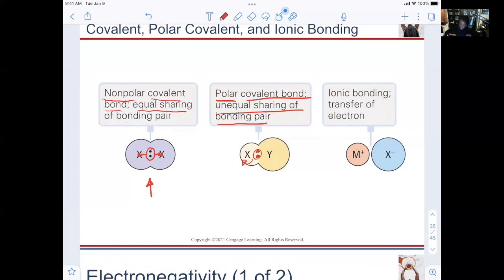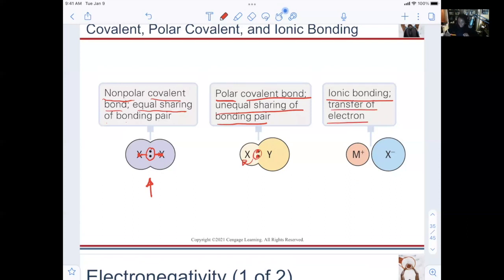Then over here, we have quite a different picture. In this picture here, we don't have the same combination. We don't have X and Y. This is a different combination completely. We have M and X. In this case here, they're actually showing you the ionic bonding, transfer of electrons.